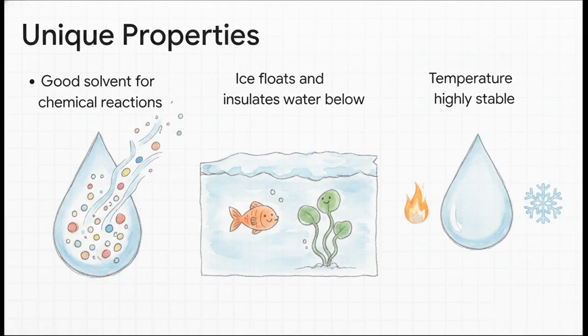Second, and this is actually super unusual, when water freezes into ice, it floats. Because it floats, it creates this protective, insulating layer right on the surface of lakes and oceans, preventing the water underneath from freezing solid and wiping out all the aquatic life down there. And finally, water is incredibly stable when we're talking about temperature. It takes a massive amount of energy to heat it up, and it cools down very, very slowly.